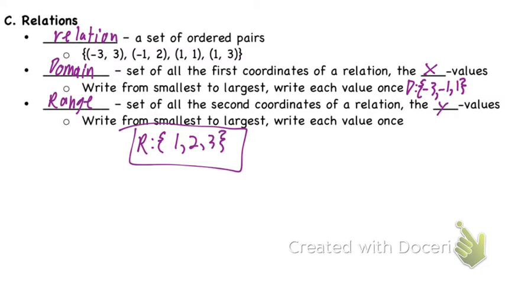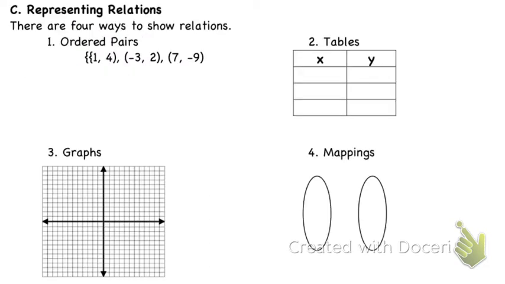We're on letter D. Okay, it says C on all of our notes, but it's really letter D. We're going pretty quickly through this, okay? So we have 4 different ways we can show relations. So we just saw one way was with ordered pairs, okay?